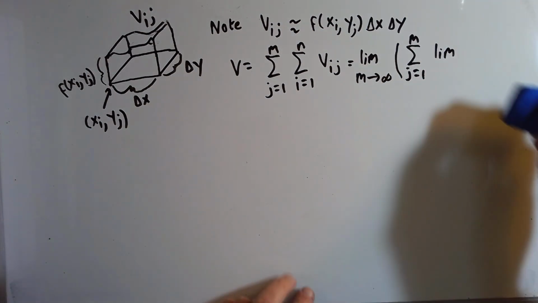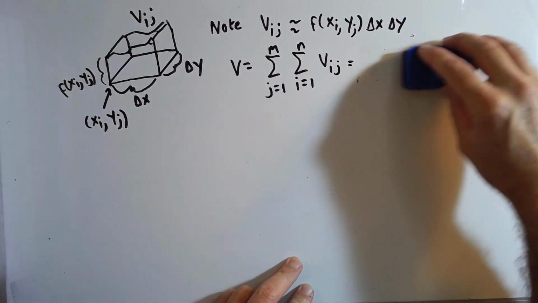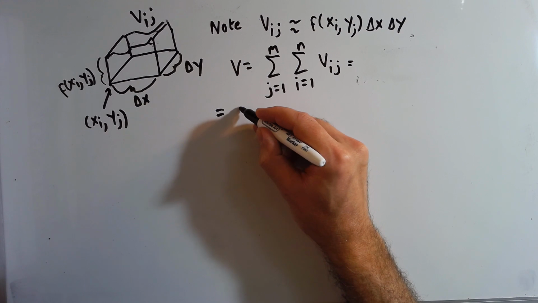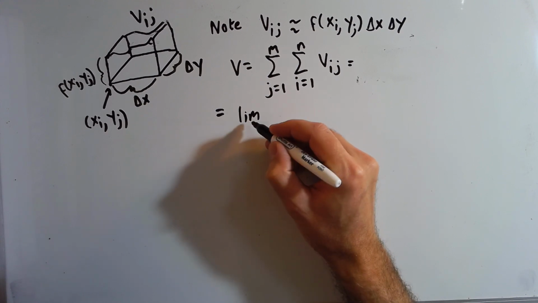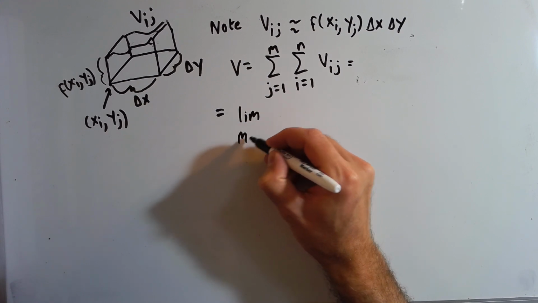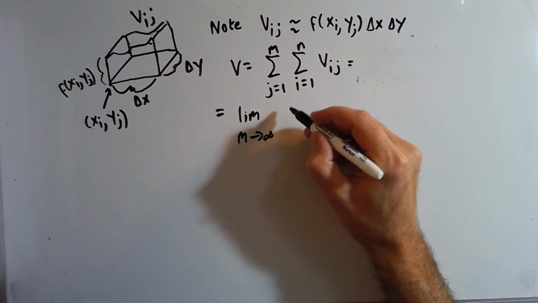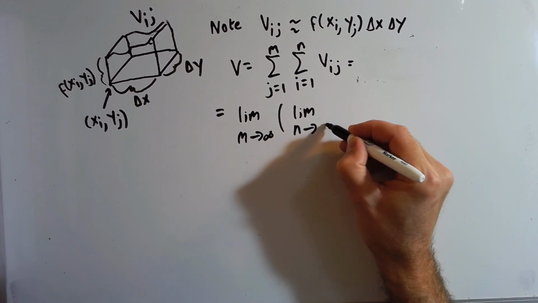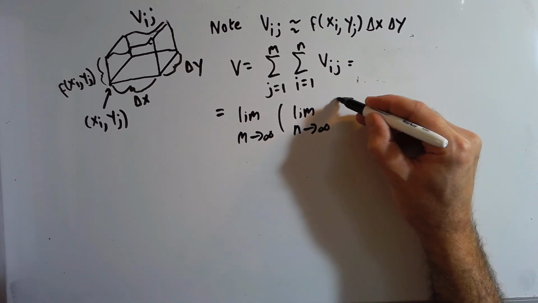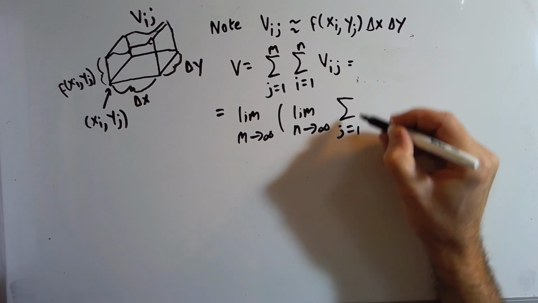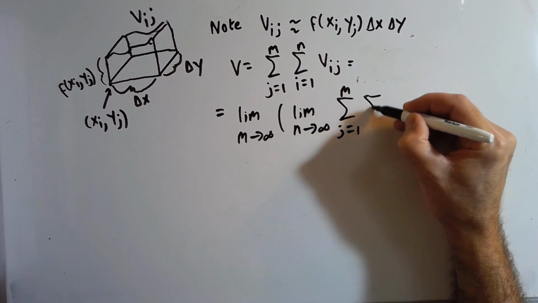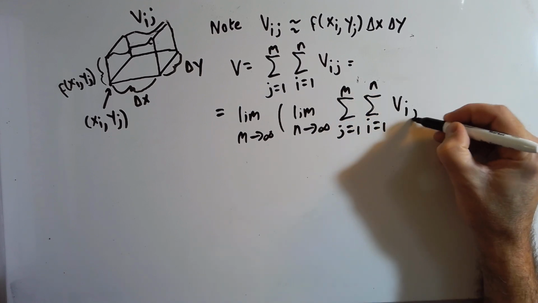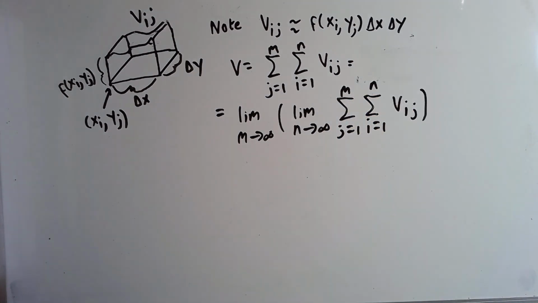actually, let me rewrite this. So it'll equal then here, let's put both limits on the outside. So limit m goes to infinity, parenthesis, limit n goes to infinity, summation j equals 1 to m, i equals 1 to n, Vij.